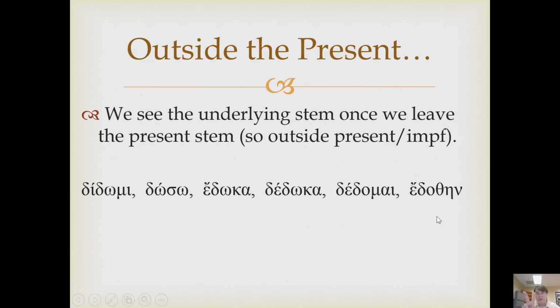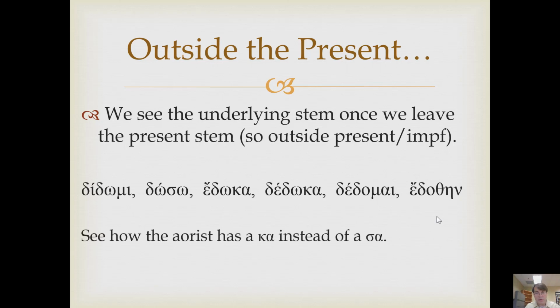So if you know those two songs, didomi, didos, didosi, and didomi, doso, if you know those two songs, then you've got the weirdness of the mi verb. So see how the aorist here has a kappa alpha instead of a sigma alpha. But notice that it's pretty regular, actually. So in the present, that's where it's weird. It has the funny reduplication with an iota on the front and the funny ending mi.